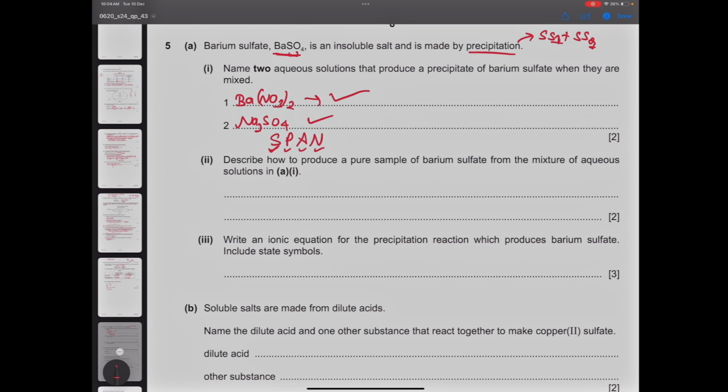Describe how to produce a pure sample of barium sulfate from the mixture of aqueous solutions in part 1. They're just asking that when you use both of the salts, you have an insoluble salt. How do you obtain it in pure form without any impurities? First, you filter it. Second, you wash the residue with water because sometimes little soluble particles stay there. So you wash it with water and then you can just mention dry between filter papers.